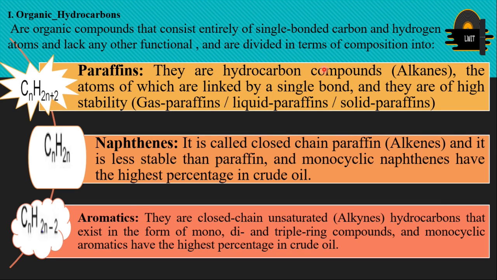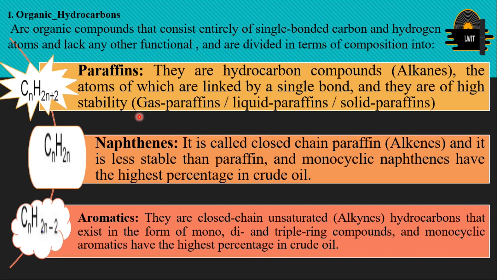Paraffins are hydrocarbon compounds whose atoms are linked by single bonds, and they are of high solubility and present in crude oil in three states at standard conditions of pressure and temperature. Firstly, we have gas paraffins. These are paraffins whose carbon atoms are in the range from 1 to 4. They are usually dissolved in crude oil.